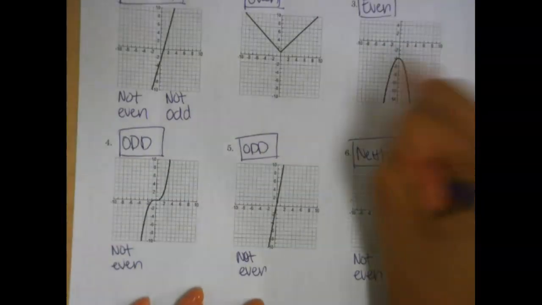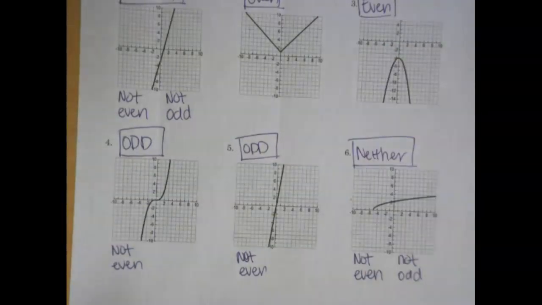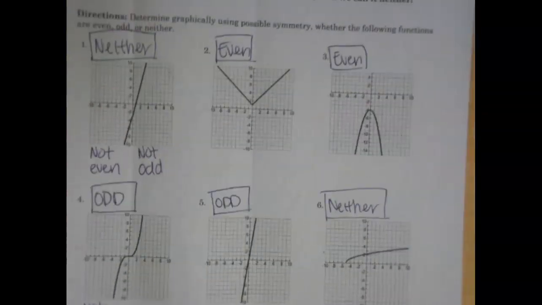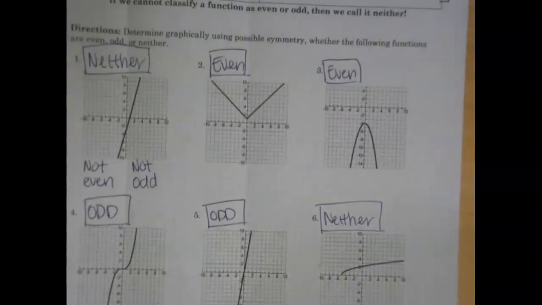Perfect. So that's what's to do graphically. If you notice that the graphs are not symmetric to the y-axis or symmetric with respect to the origin, that's when you determine it's neither. So those are my different items. Are there any questions about what we have below?